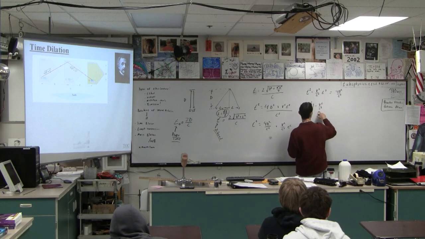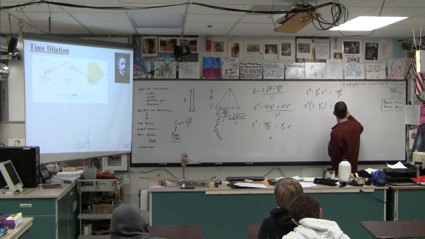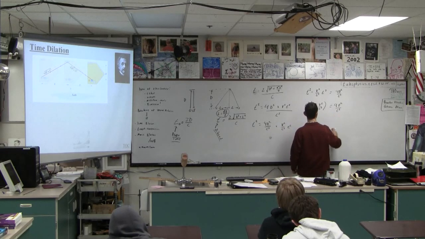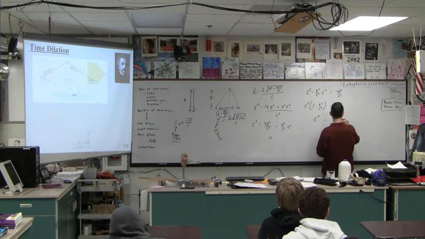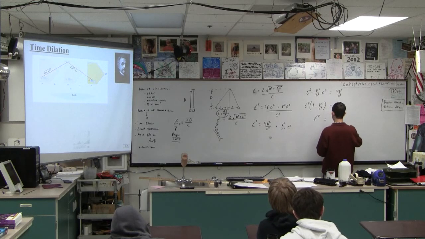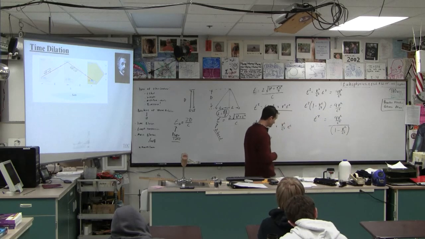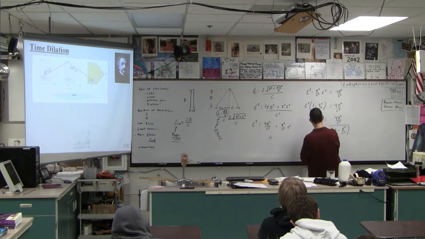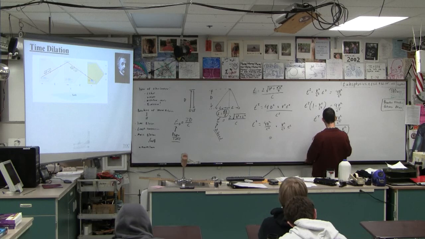Now it's looking pretty good because I know the formula has a 1 minus v squared over c squared. Can't I just stick this in the denominator? We're almost there. I'm going to run out of space. Do we just square root now? I think we do. So t is 2d over c over the square root of 1 minus v squared over c squared.